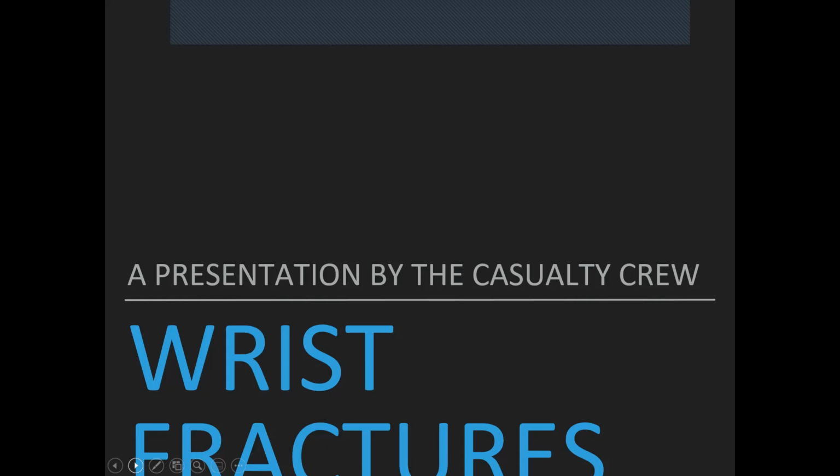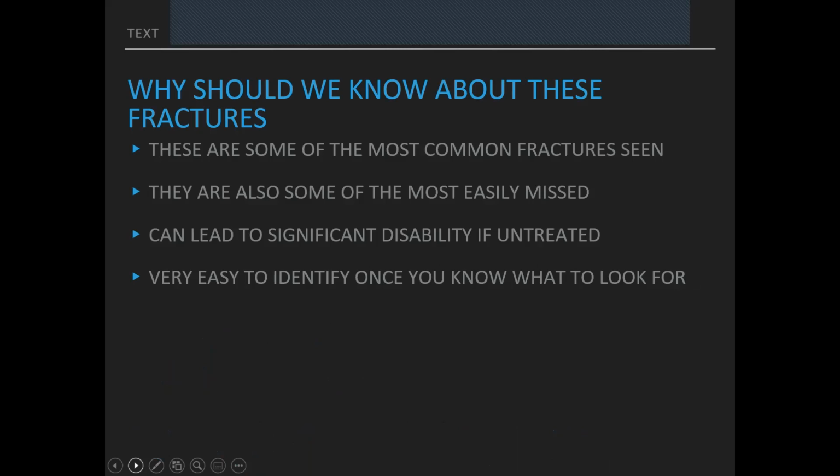All right. And it's one of these that I really enjoy. And yeah, let's get into it. So, what should we know about wrist fractures? They are some of the most common fractures that we see, and also some of the most easily missed because some of the bones are extremely tiny. We have a tendency to want to look at x rays and just pick out fractures without actually assessing the entire x ray. And yeah, it can lead to significant disability if untreated.